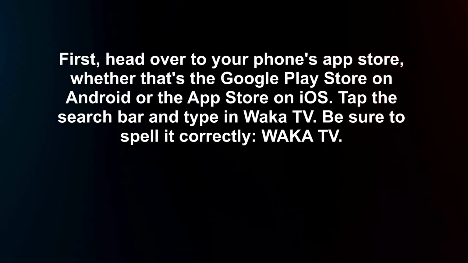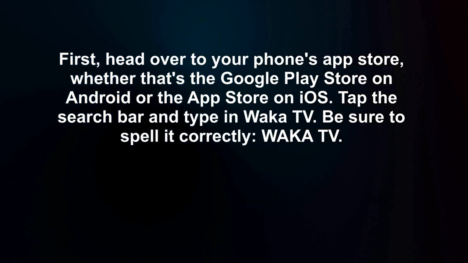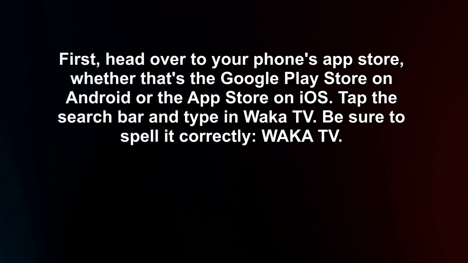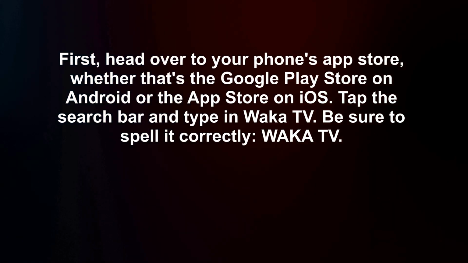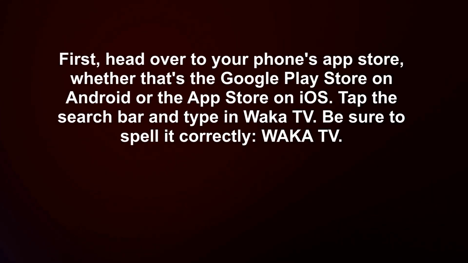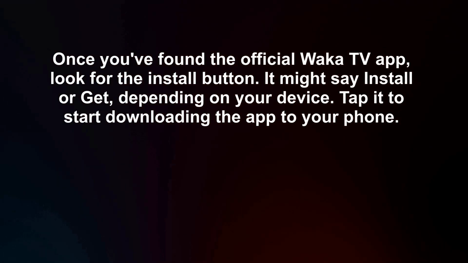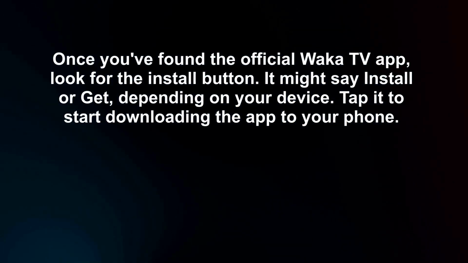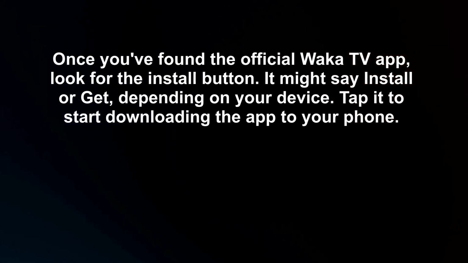First, head over to your phone's App Store, whether that's the Google Play Store on Android or the App Store on iOS. Tap the search bar and type in Waka TV. Be sure to spell it correctly, Waka TV. Once you've found the official Waka TV app, look for the install button. It might say install or get, depending on your device.